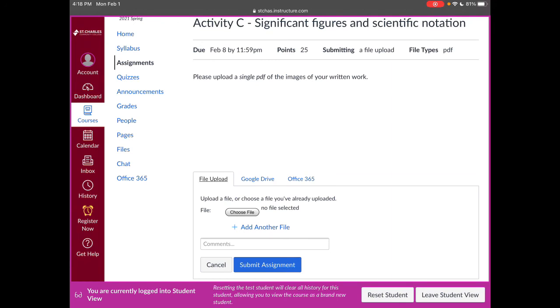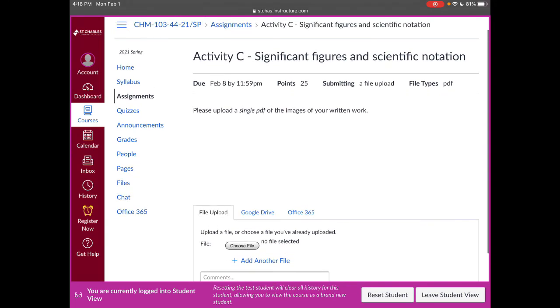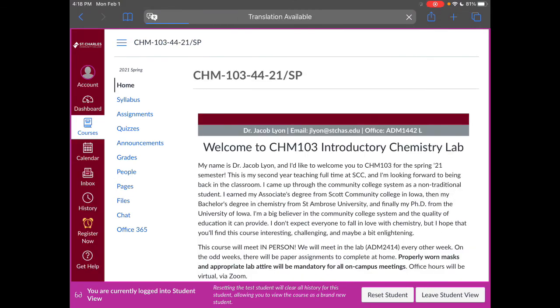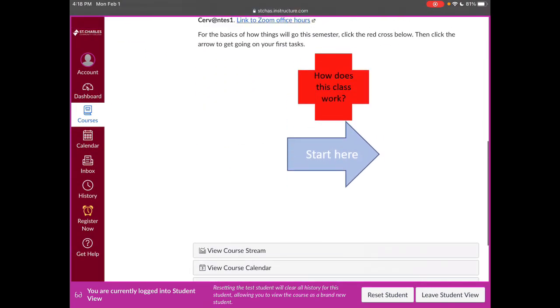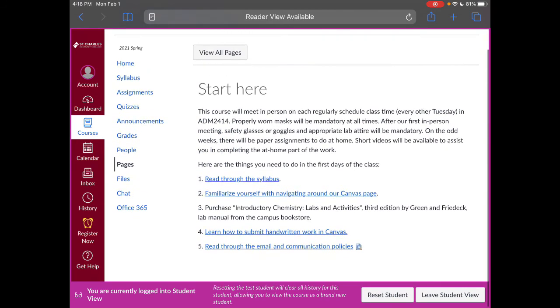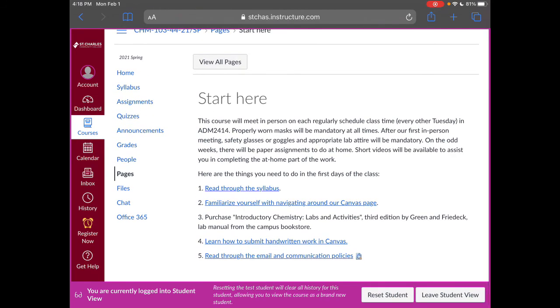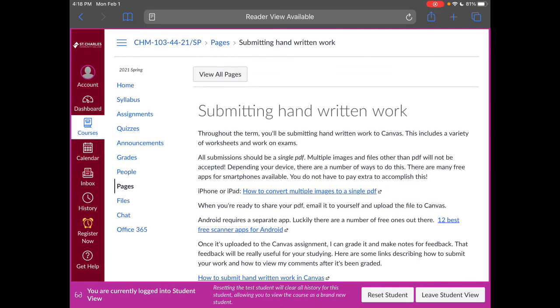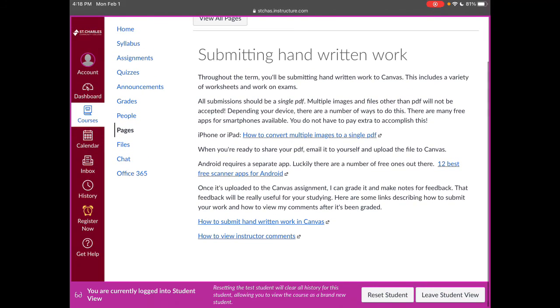Now I want to point out that it says here in the instructions, upload a single PDF for images of your written work. Okay, and if you're not sure how to do that, if we go to Home, in the Start Here section, you'll see Learn how to submit handwritten work in Canvas, number 4 right here. Okay, and this will give you information on how to submit your handwritten work, how to combine your multiple images into a single PDF. Okay. Multiple documents will not be accepted, and only PDF formats will be accepted.